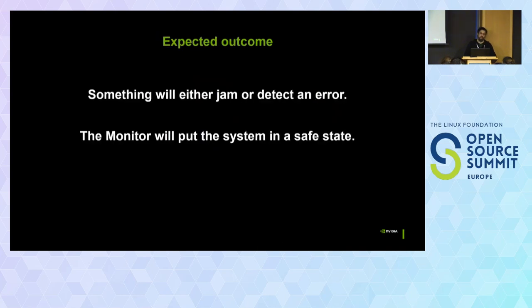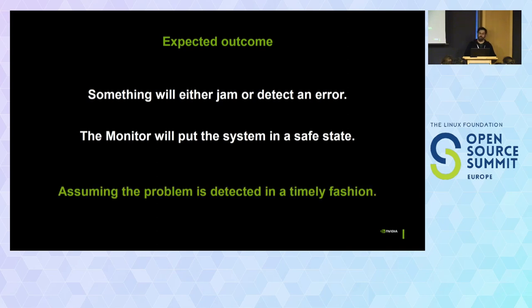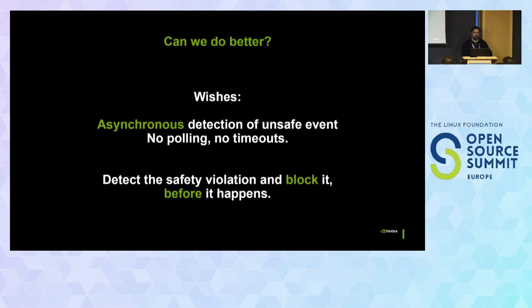We just expect that one of the safety mechanisms that we discussed will either detect the error or will fail to give a keep alive to the watchdog, and therefore the monitor will put the system in a safe state. Of course, if the system has been designed correctly. But again, can we do better? It would be nice if we could have some asynchronous way of detecting if something is wrong, and even better if we could prevent it from happening, so that we wouldn't even have to go and expect a safe monitor to put the system in a safe state.